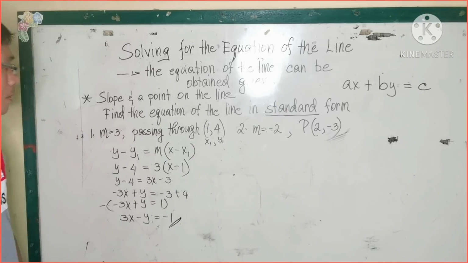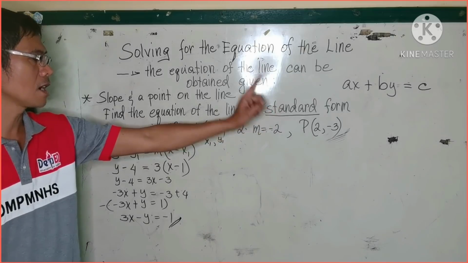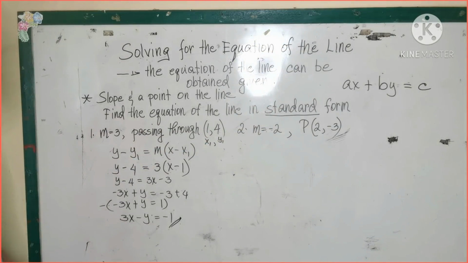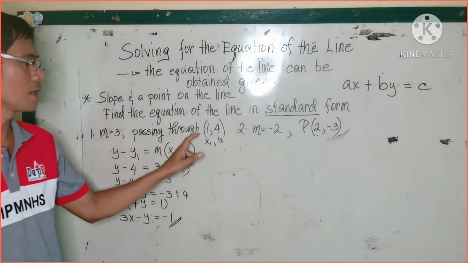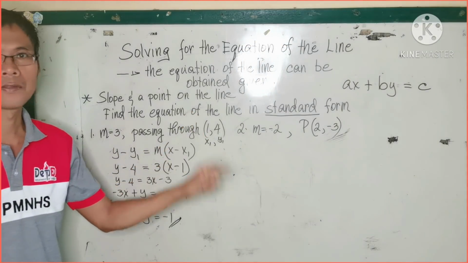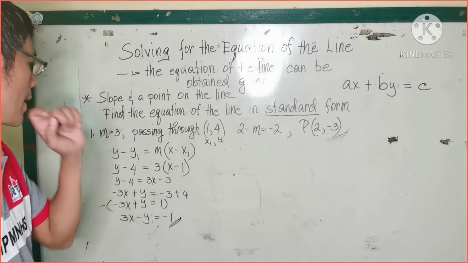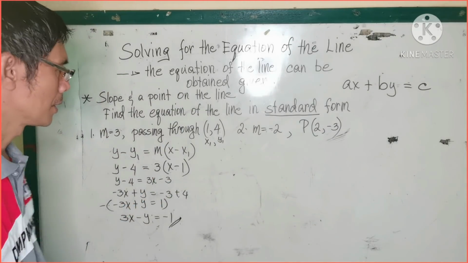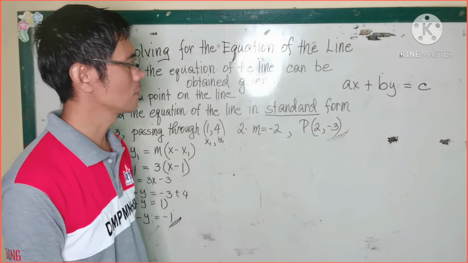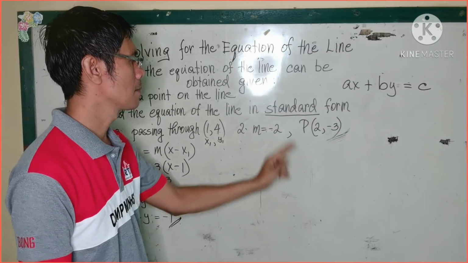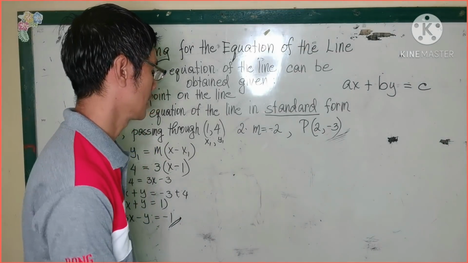So that's now the equation of the line in standard form having the slope of 3 passing through the point 1, 4. Okay? So let us try to continue. For number 2, you are given slope is negative 2 and passing through the point 2, negative 3.